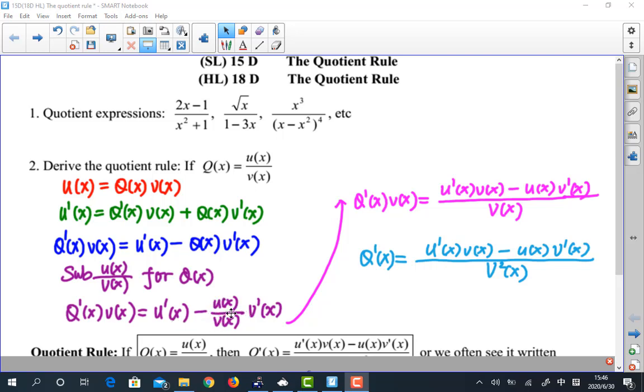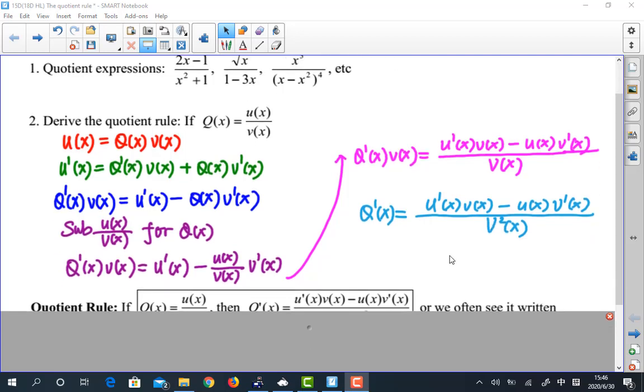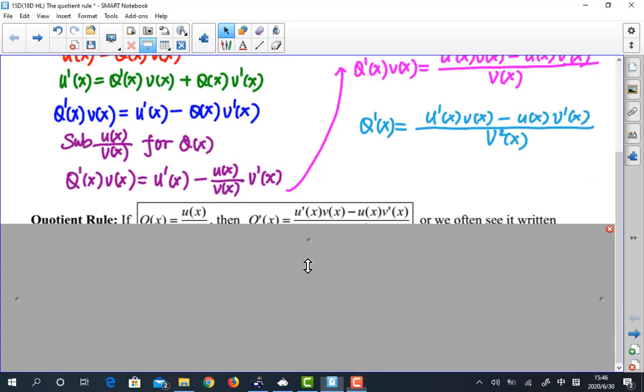Then we find the common denominator in this difference. Therefore, I can get the pink one. So q prime x times v equals u prime v minus uv prime divided by v. I need to look for q prime. I divide both sides by v of x. That's why I can get q prime x equals u prime v minus uv prime divided by v squared. This is the quotient rule.